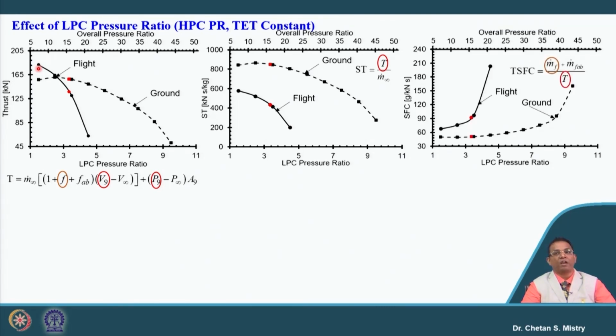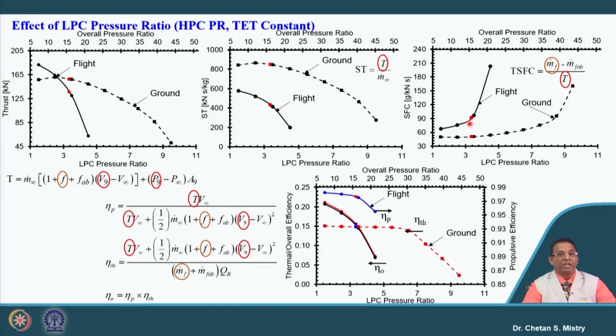Same way, if we are comparing our specific fuel consumption for the design condition, for both the calculations at the ground condition and the flight condition, my specific fuel consumption for the flight condition is coming to be higher. Okay. So, you can easily find the reason. What could be the reason for that? Here in this case, this is representing our thermal efficiency, overall efficiency and the propulsive efficiency.